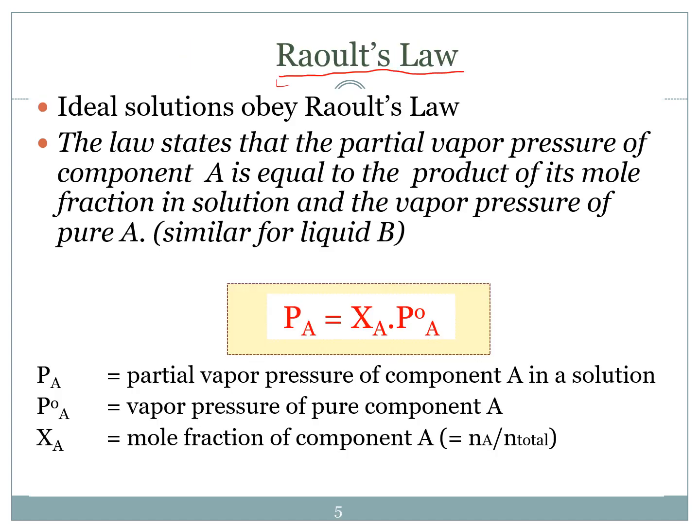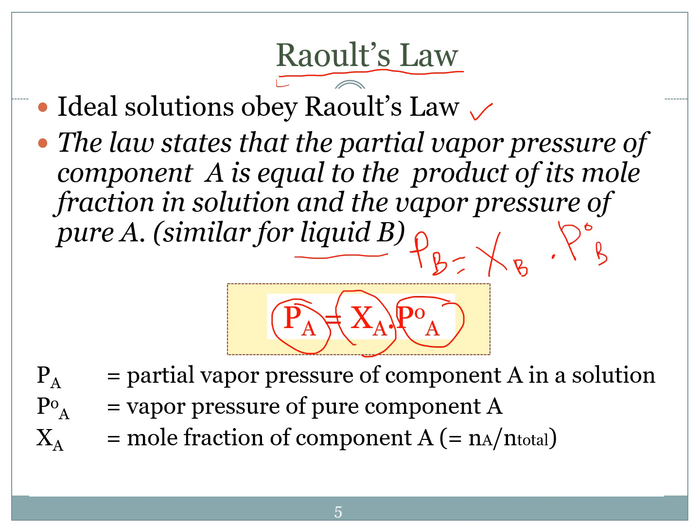Raoult's law. Raoult's law only works for ideal mixture. The law states that the partial vapor pressure of component A is equal to the product of its mole fraction in solution and the vapor pressure of pure A. This is similar for liquid B. So the equation for liquid B will be partial vapor pressure for liquid B equal to the mole fraction for component B times with the vapor pressure of pure B.